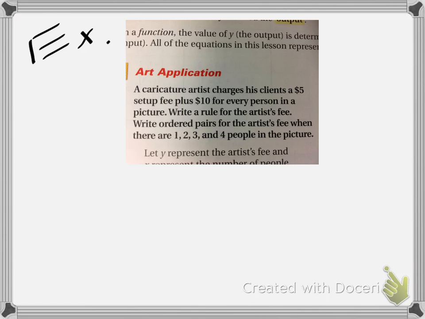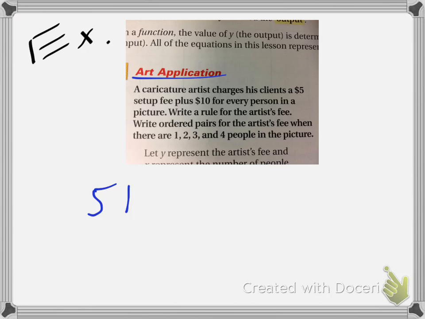All right, here's an example. Now I got this one out of the Holt book. So this is by the Holt book, Teacher's Edition, Algebra 1. It says art application. A caricature artist charges his clients a $5 setup fee. So I'm going to automatically do $5.